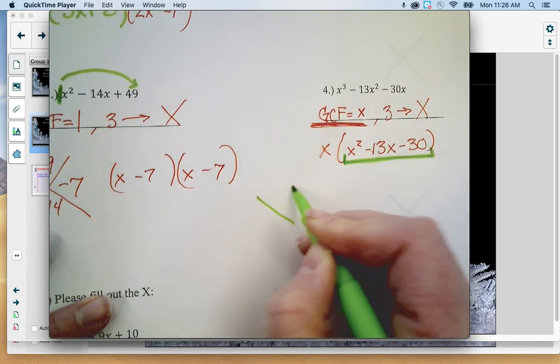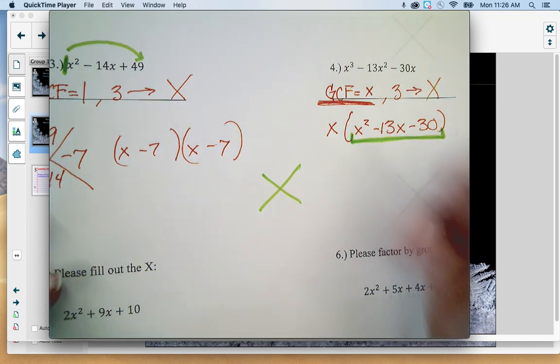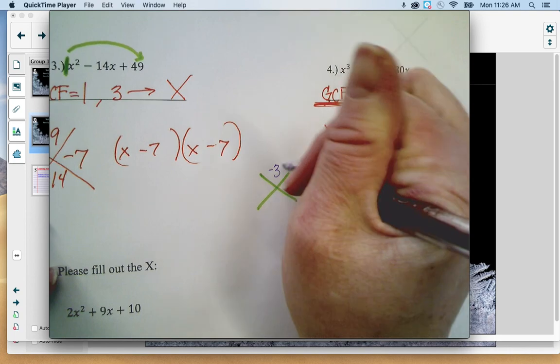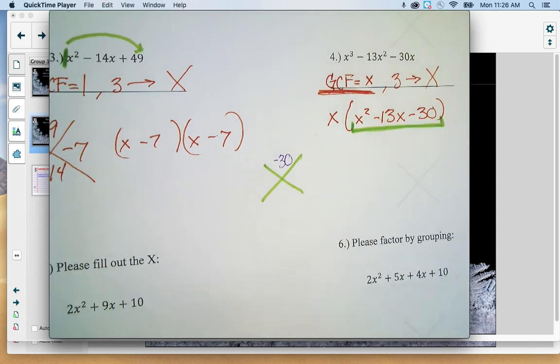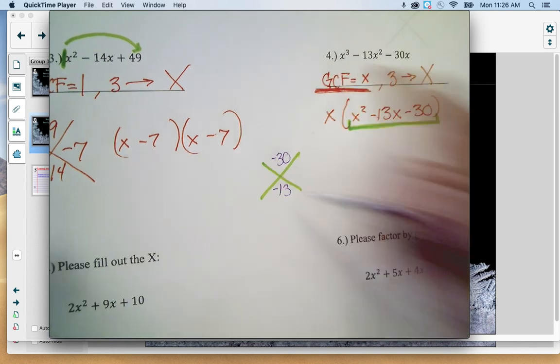So 3 terms. What would go on the top of the X? Someone raise your hand. Tell me what would go on the top of the X. Agree? Negative 30. Somebody else. What would go on the bottom of the X? What did you say? Negative 13.